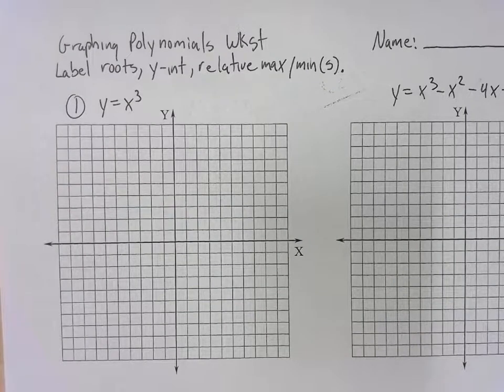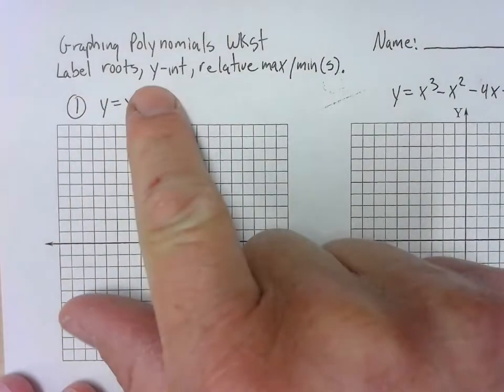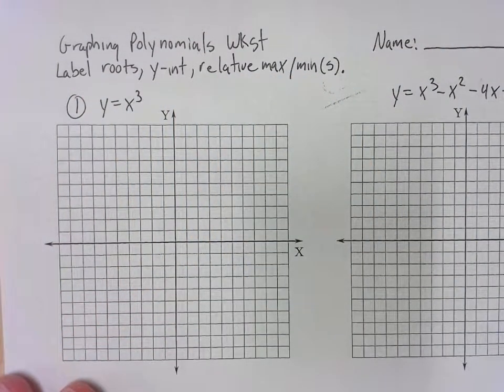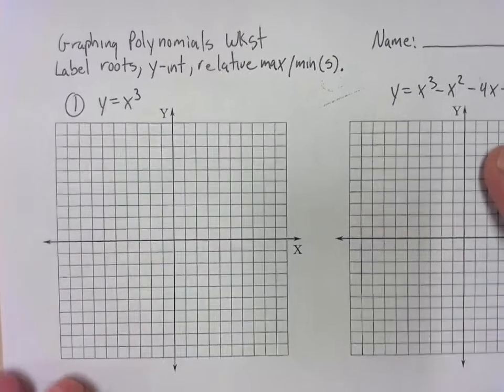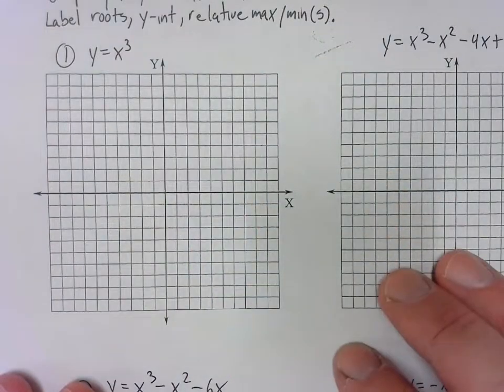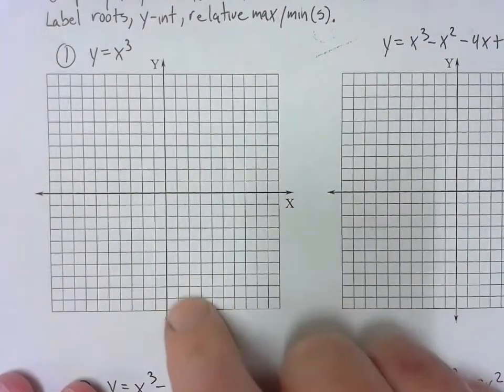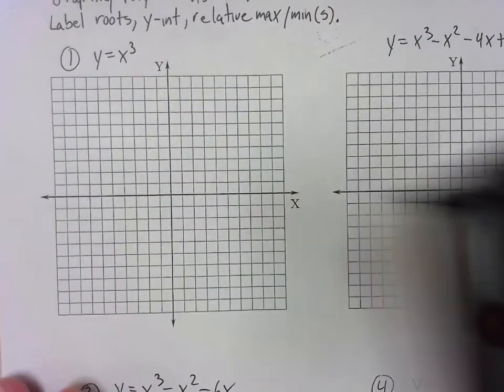Alright, this is a graphing polynomial worksheet, and we're going to label the roots, the y-intercept, the relative mins and maxes. We're going to throw in a little increase and decrease interval too. Every single one of these fits on Zoom standard, so you don't have to do anything fancy. It's just 10 left, 10 right, 10 up, 10 down. It'll all fit. Okay, let's do the first one here.